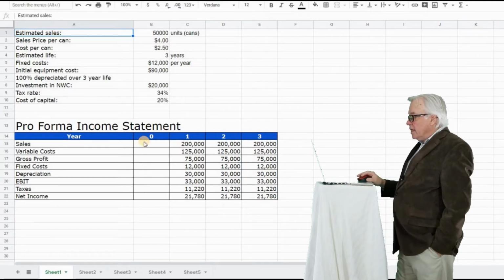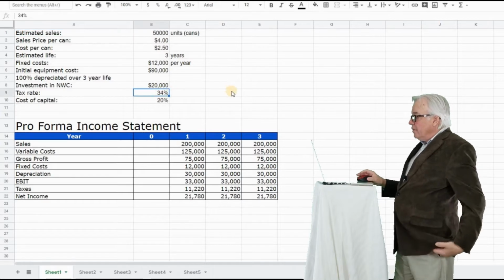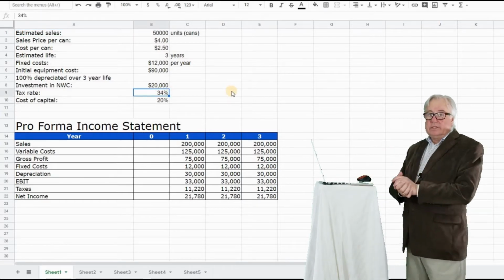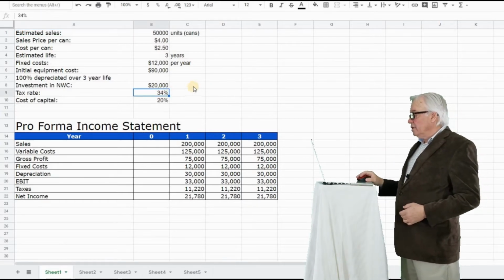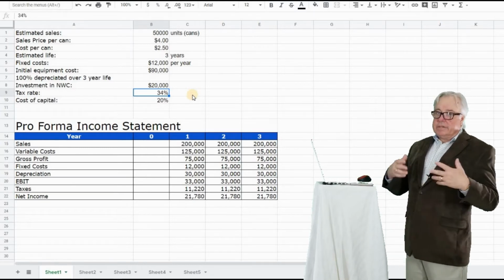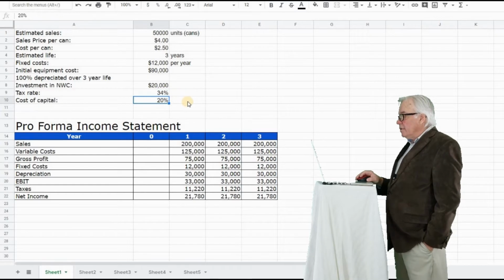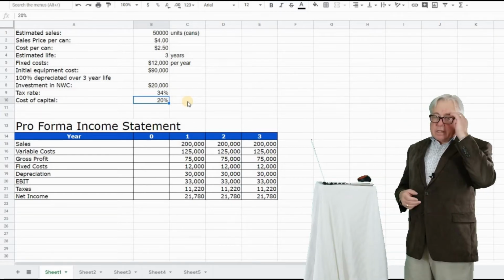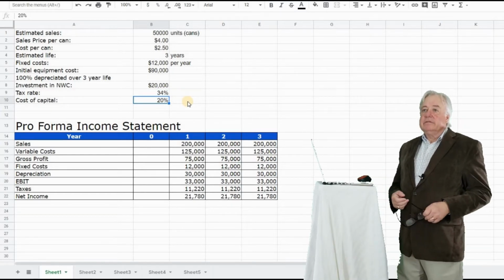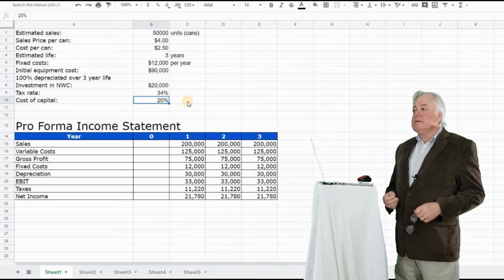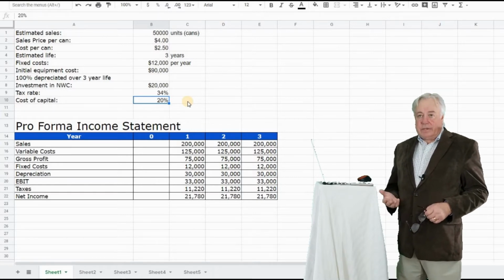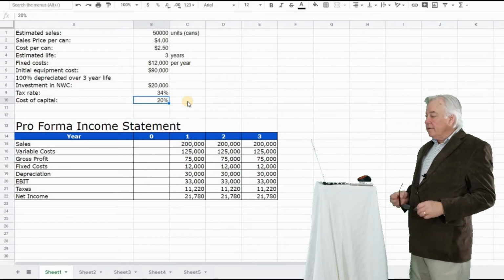We have things like the tax rate. This tax rate is larger than it would be today, but just take it as a number. It's not a big deal. And then the cost of capital. I guess I would have gotten the weighted average cost of capital. That's my discount rate for present value analysis. And I would have gotten that, say, from the chief financial officer.